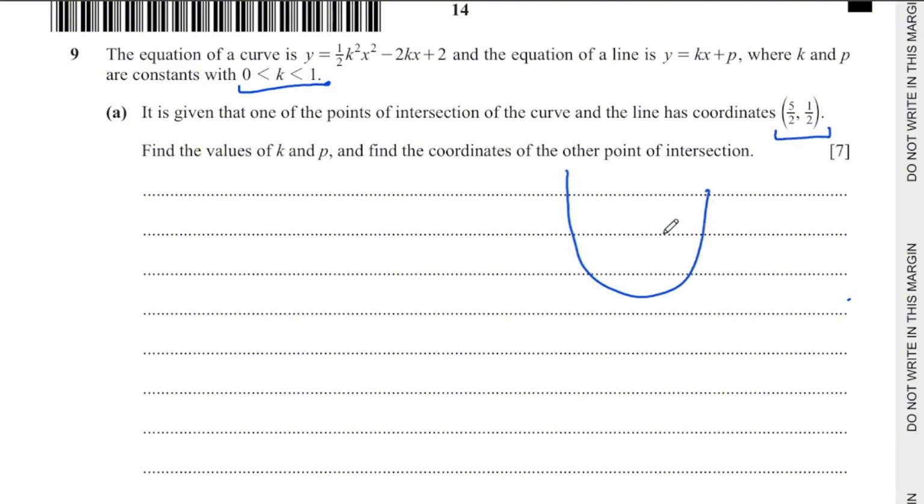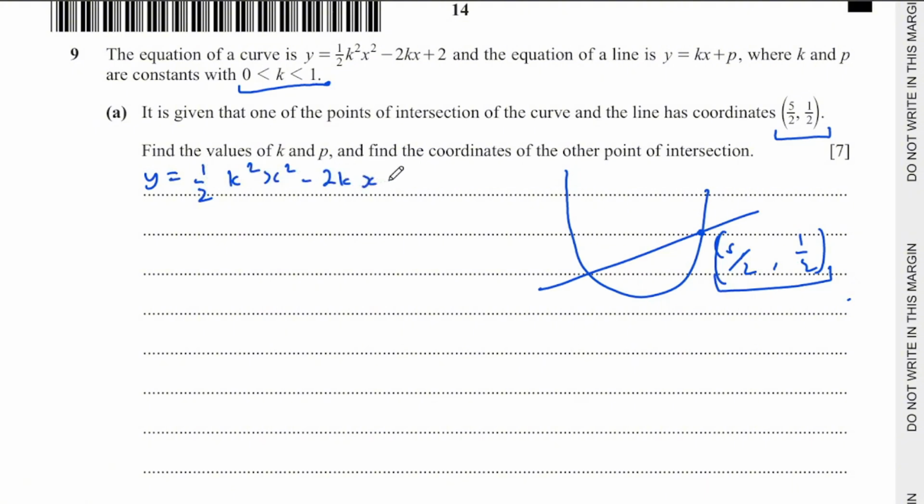because if this was the curve and this was a line and one of the points is 5 over 2 and a half, this just means that this is part of the curve. It's a point on the curve, and we can use that information from here. So the curve is y equals half k squared x squared minus 2kx plus 2, and we can just put these points in and we will be left with the variable of k alone, and we can find k from that.